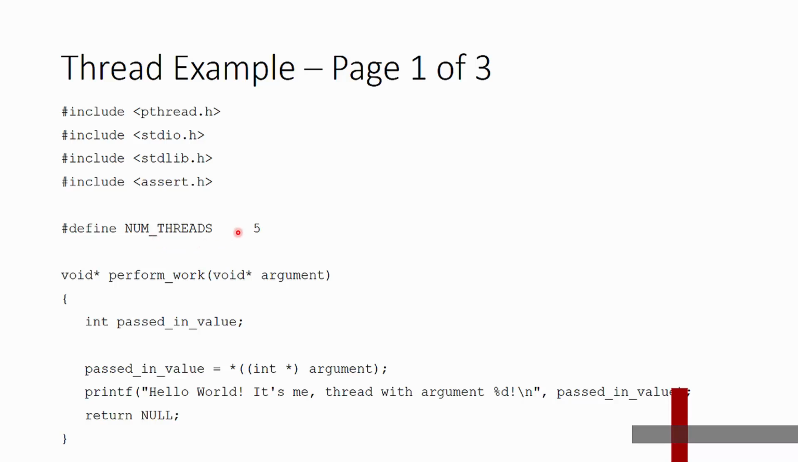Where you see num threads, replace it with 5. And this runs in the preprocessor. So from the perspective of the compiler, it looks like our program is going to be filled with 5s. It never actually sees num threads.